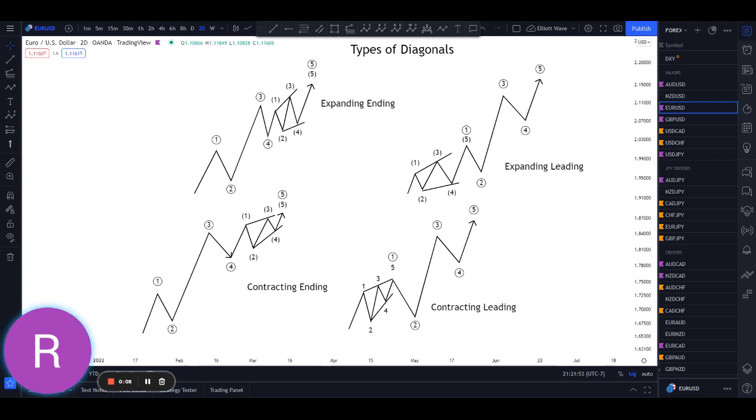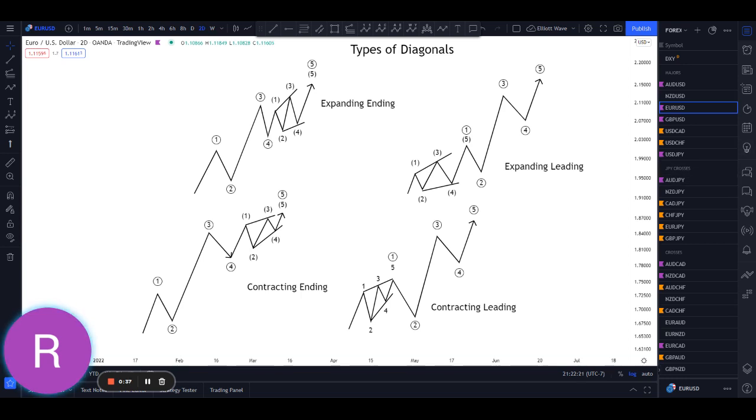The diagonal is a motive wave, meaning it is a five-wave pattern that is in the direction of the larger trend, just like an impulse wave. There are two versions of diagonals, the expanding and contracting variety, as well as two classifications, leading and ending. The exact type of diagonal depends on where in the wave sequence you happen to find it. And don't worry, we'll go over all of the different versions and details of these shortly.